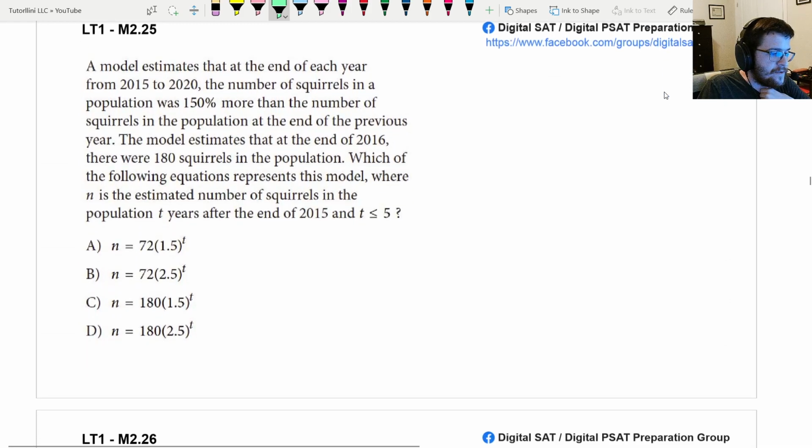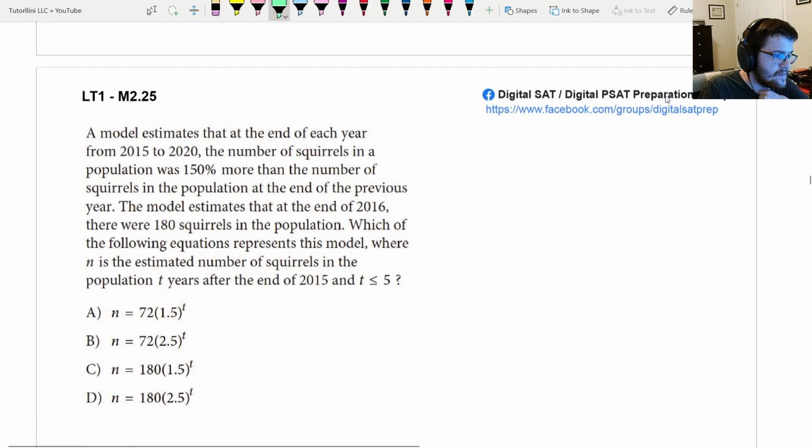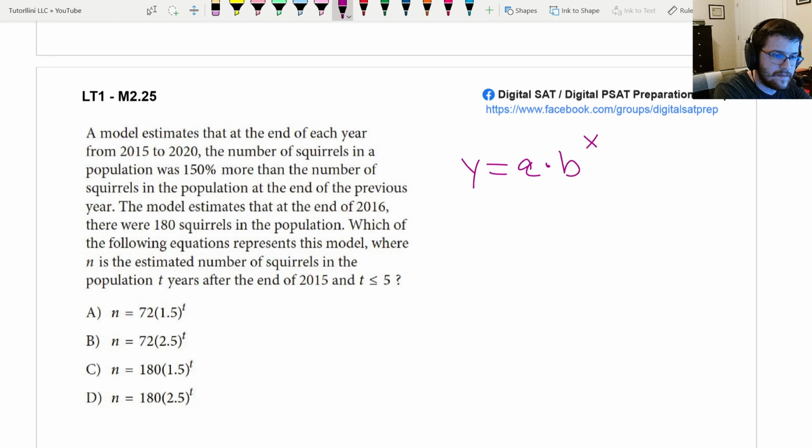Okay, this doesn't look fun. So all these answer choices, I can already tell, are a times b to the x. And remember all that stuff we talked about before, initial value, growth slash decay factor. So a lot of times in exponentials, the growth slash decay factor is a percent multiplier. It says 150% more. I went over this in the percents video, guys. I'm going to go over it more in my exponentials video when I make it.